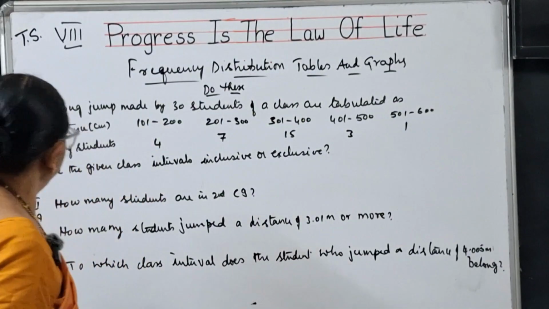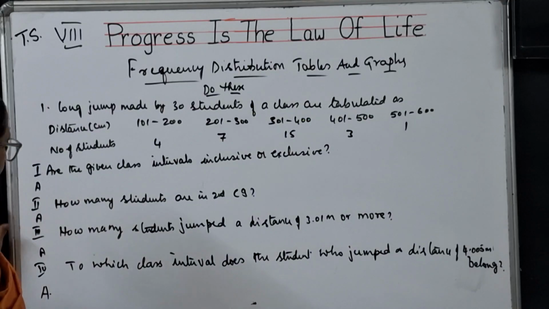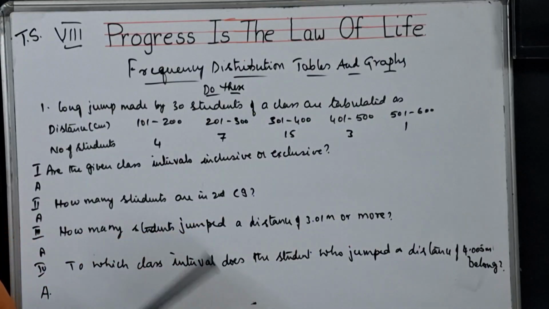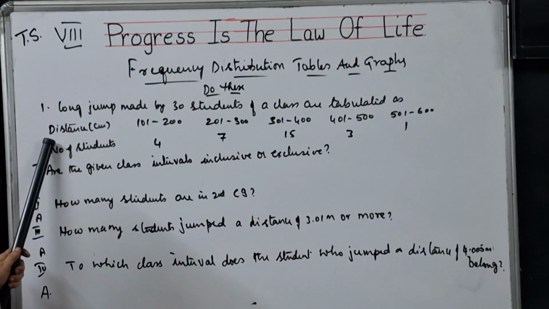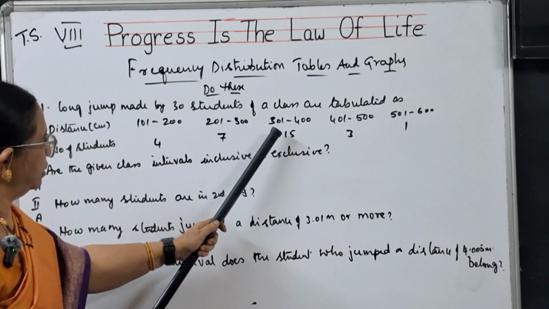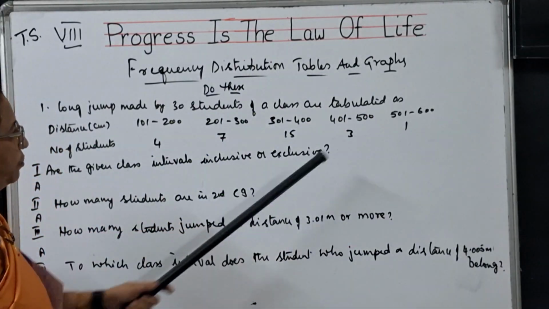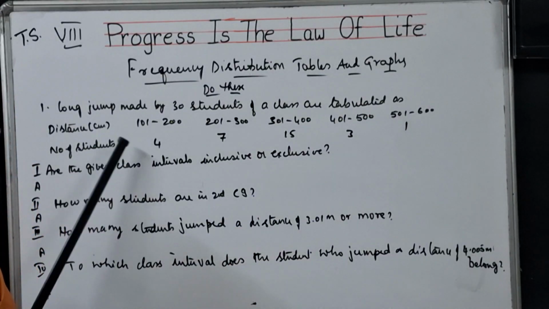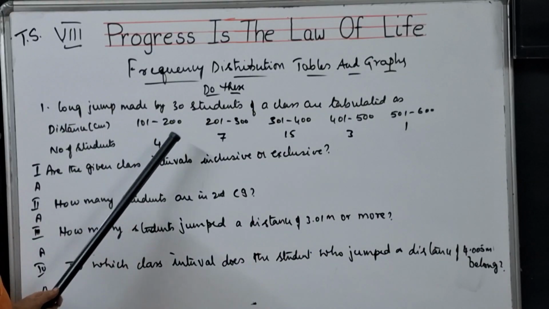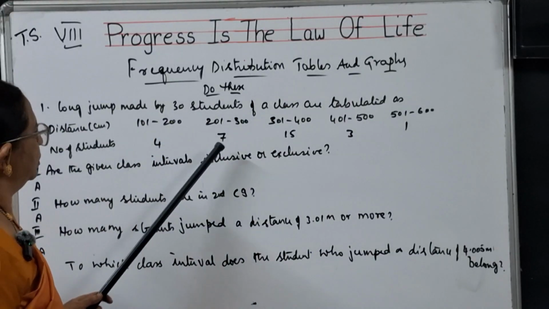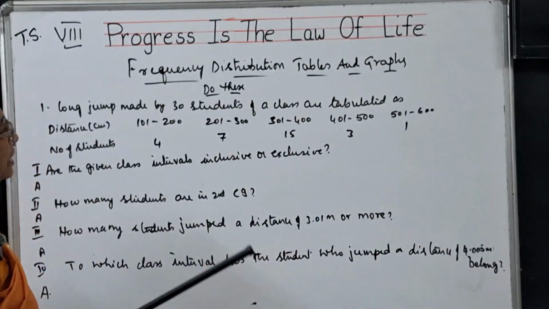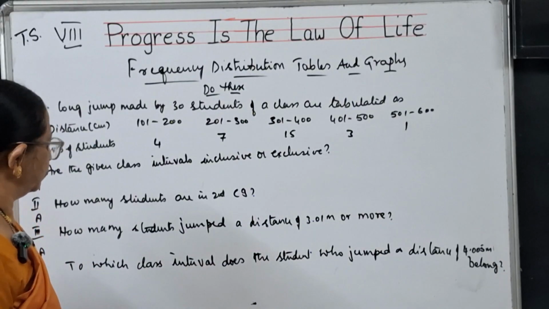Now, do this problem first one, children. Long jumps made by 30 students of a class are tabulated as follows. This is the tabular form, distance in centimeters: 101 to 200, 201 to 300, 301 to 400, 401 to 500, 501 to 600. These are the distances that the students have jumped. Number of students: for 101 to 200, 4 students jumped. 201 to 300, 7. 301 to 400, 401 to 500, 501 to 600, one student jumped.